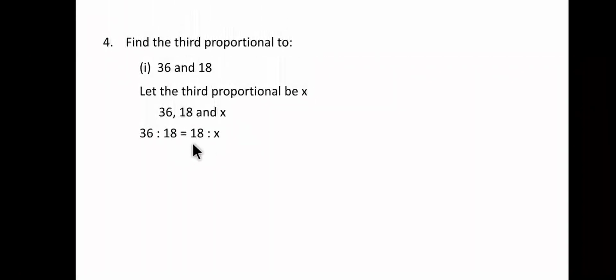So we have 18 into 18, that is 18 squared, equal to 36 into x. So 36 into x is equal to 18 into 18. In the next step we have x equal to 18 into 18 divided by 36, which goes in the denominator on the other side. Now 18 can cancel 36 two times. So 2 will cancel 18 nine times. So x becomes equal to 9, which is the required answer.